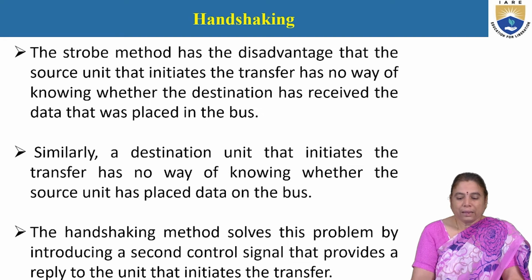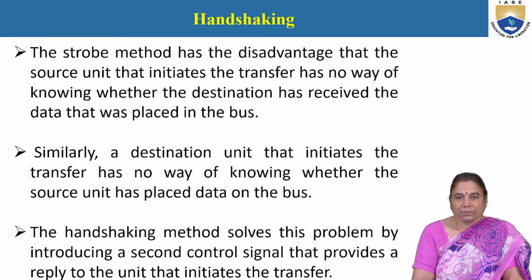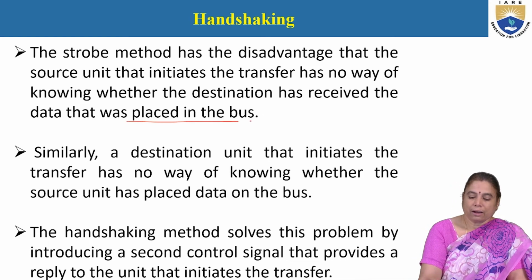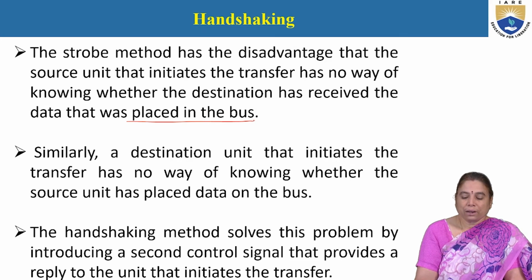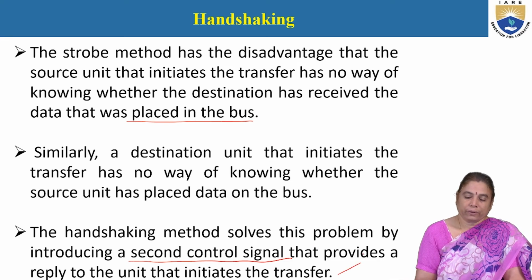The strobe method has the disadvantage that the source unit that initiates the transfer has no idea whether the destination has received the data that is placed on the bus or not. That's why another special control line is used in handshaking. The handshaking method solves this problem by introducing a second control signal that provides a reply to the unit that initiates the transfer.